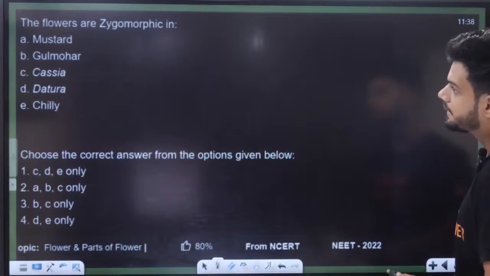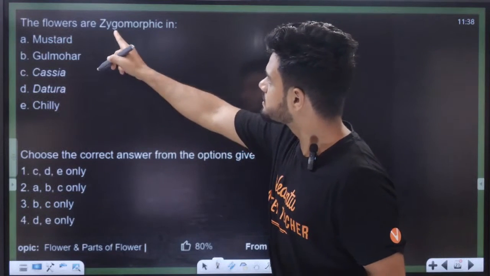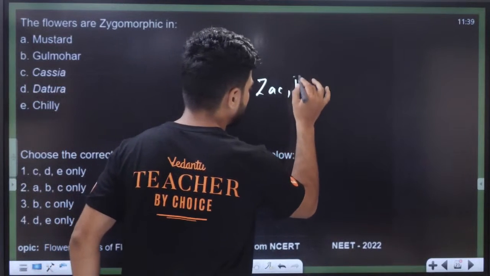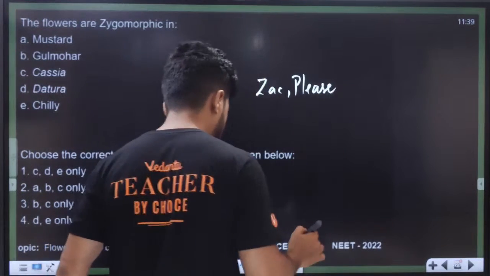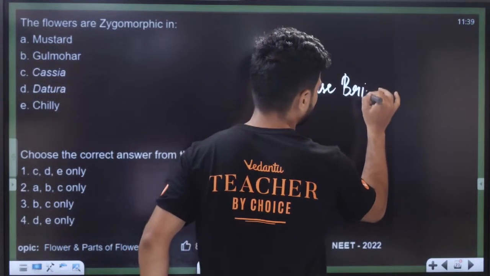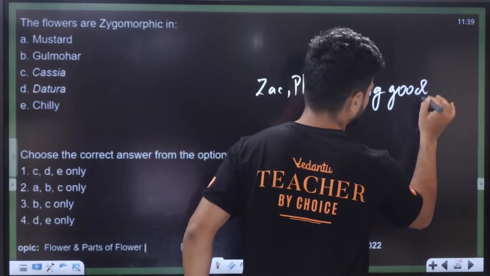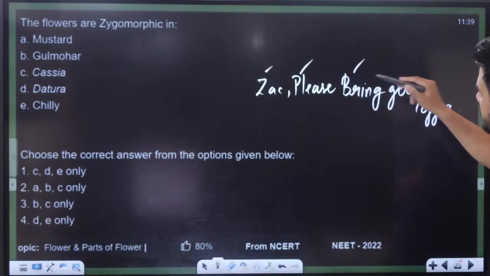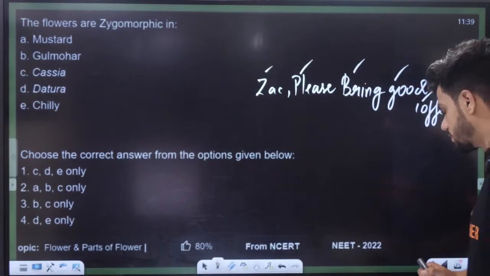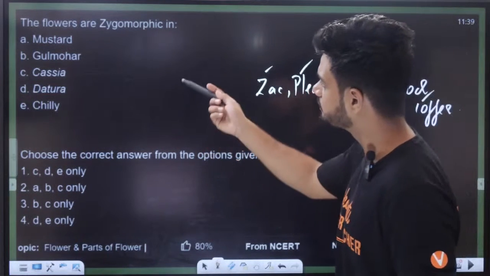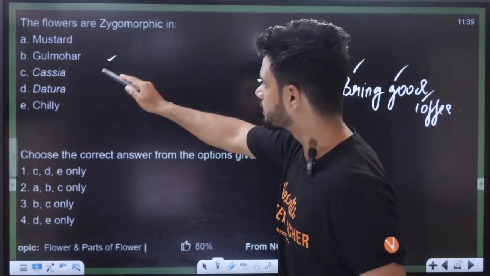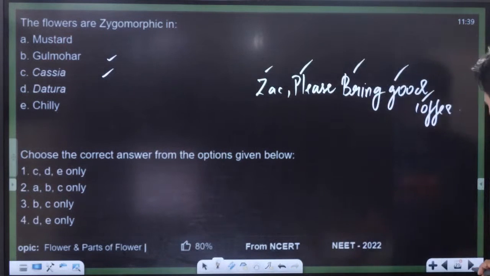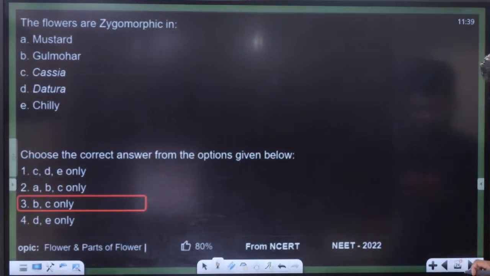Okay. Next question, see this. Identify the zygomorphic flowers. What is the trick for zygomorphic, students? Zach, please bring good coffee. That is zygomorphic: pea, bean, gulmohar, and cassia. Here we have mustard, no. Gulmohar is there. Cassia is there. So BNC is the answer. Yes or no? Done. BNC is the answer.